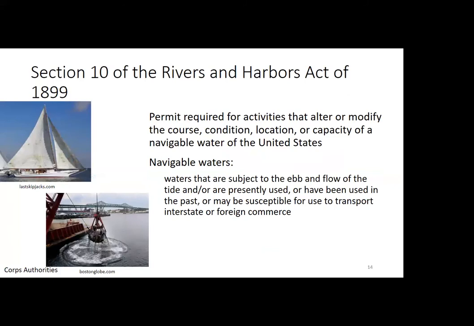So under Section 10 of the Rivers and Harbors Act of 1899, we regulate activities that alter or modify the course, condition, location, or capacity of navigable waters of the United States. And these waters are generally defined as tidal waters, subject to the ebb and flow of the tide, or in inland waters, those are waters that have been used, could be used, have been used in the past, or may be susceptible for use to transport interstate or foreign commerce.